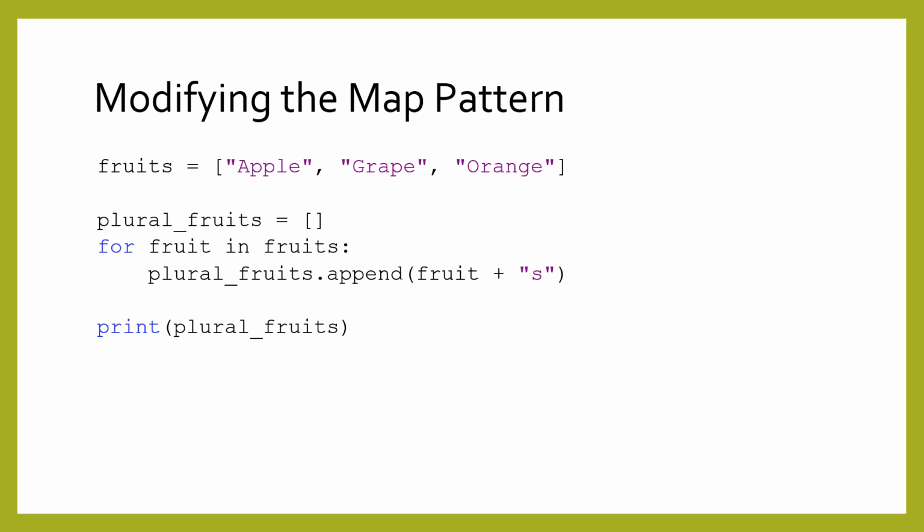As we're appending values, we can also modify them. For example, you could double each value from the old list, or convert each temperature from Fahrenheit to Celsius. In this program, we are simply adding the string s to the end of each fruit to make the plural version of the word. However, any valid operation or expression can be used as arguments to the append method, allowing us to transform each element of the list.